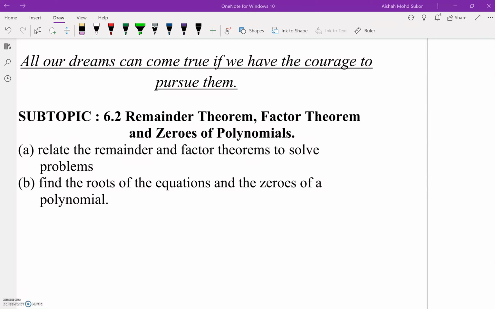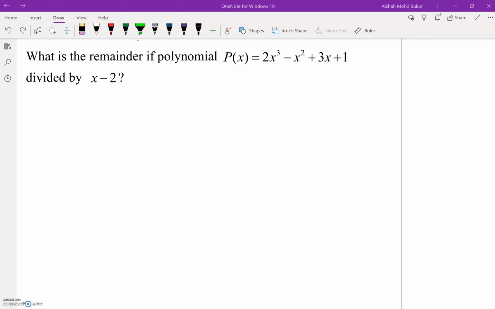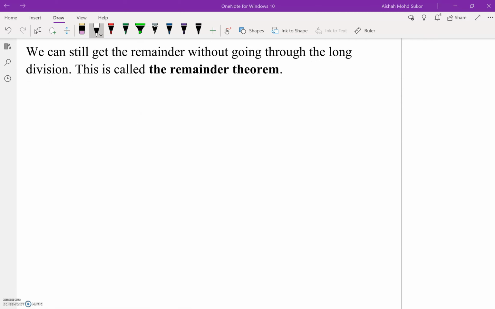Subtopic 6.2. In this subtopic, you are going to look at remainder and factor theorems, roots and zeros. What is the remainder if polynomial p(x) is divided by x minus 2? We can get the remainder by using the long division method. We can still get the remainder without going through the long division. This is called the remainder theorem.